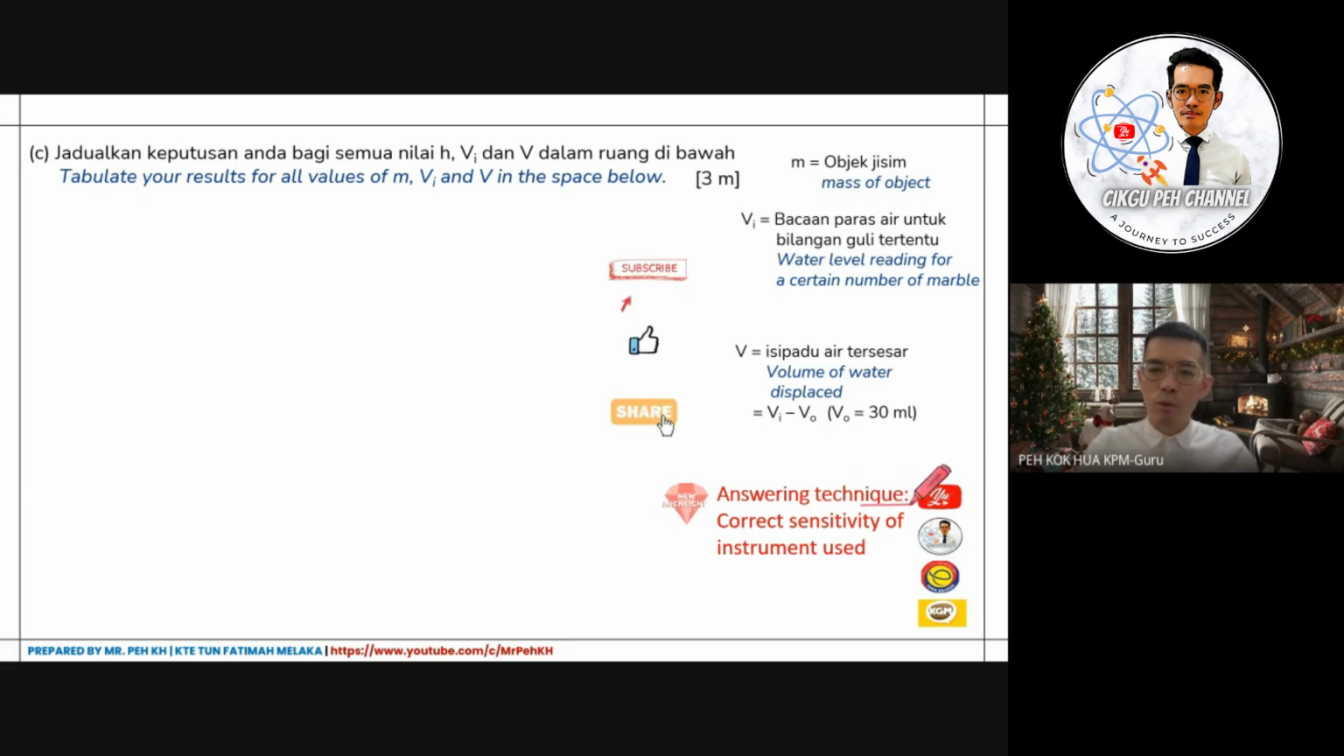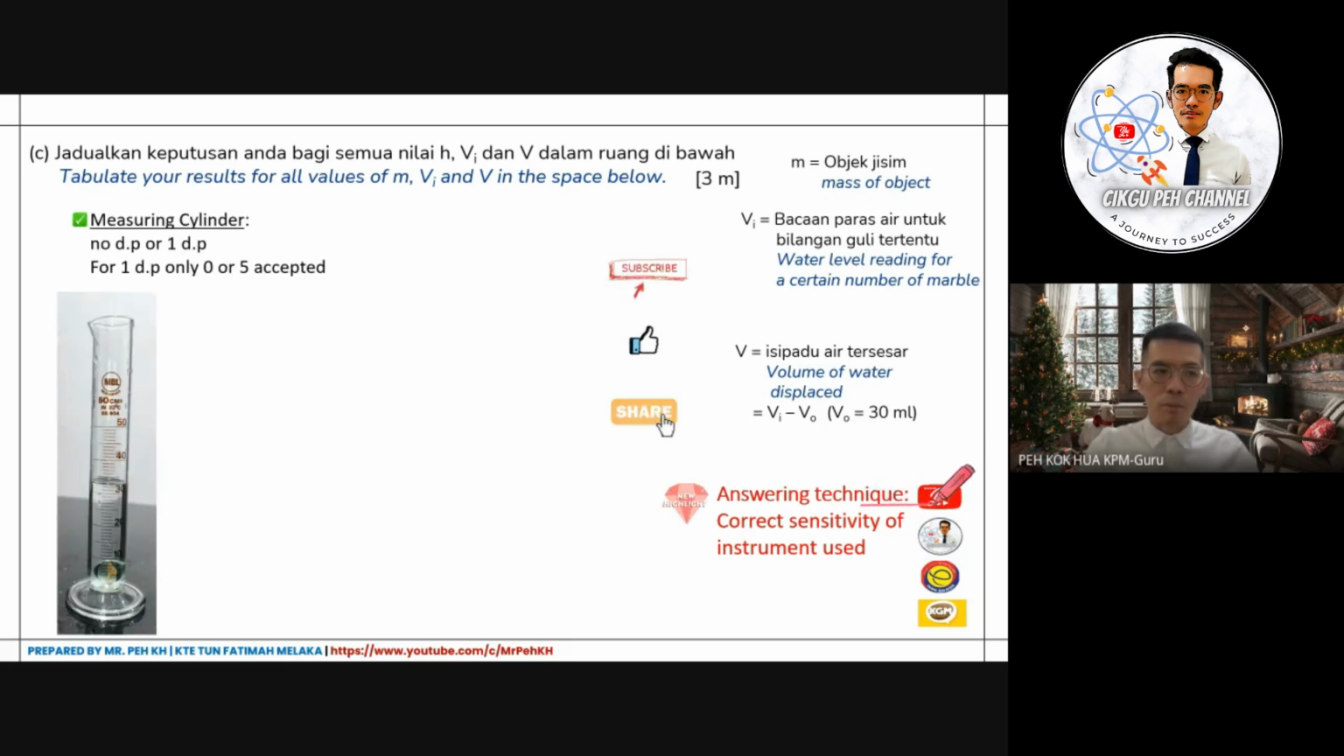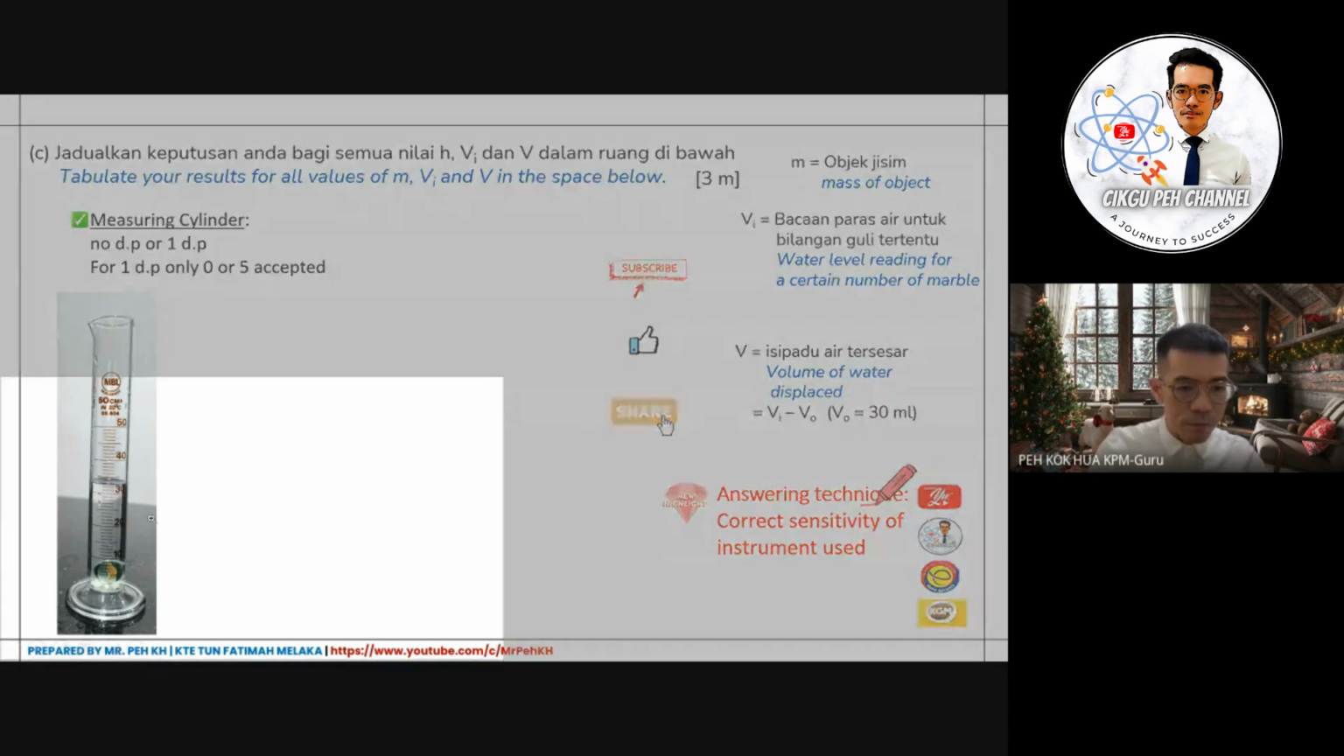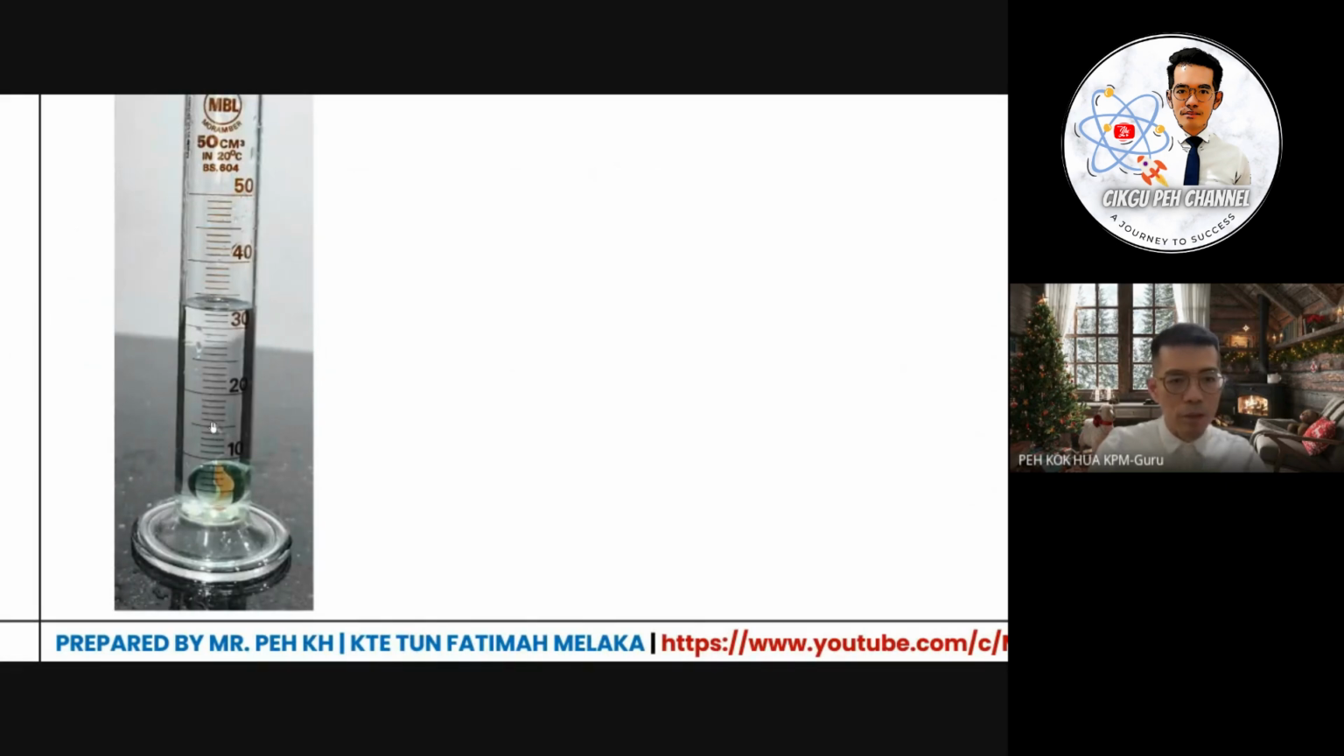I want to show you how to give the correct sensitivity of the instrument used here. In this experiment, we will be using the measuring cylinder to get our water level reading for certain numbers of marbles. If you look at the measuring cylinder, the smallest division will be 1 ml or 1 cm cube.